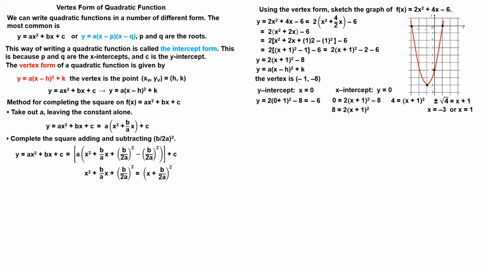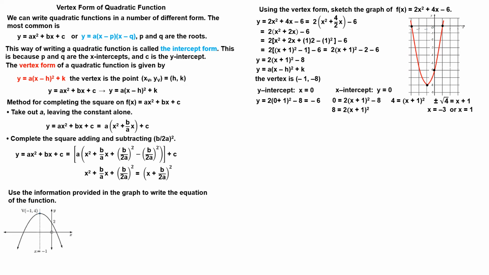At first sight, the vertex form looks like a big mess, but it is very useful. See some examples. Use the information provided in the graph to write the equation of the function. Look at the graph. The vertex is the point. Take the vertex form and replace h with minus 1 and k with 4. To find the leading coefficient a, we use the y-intercept.